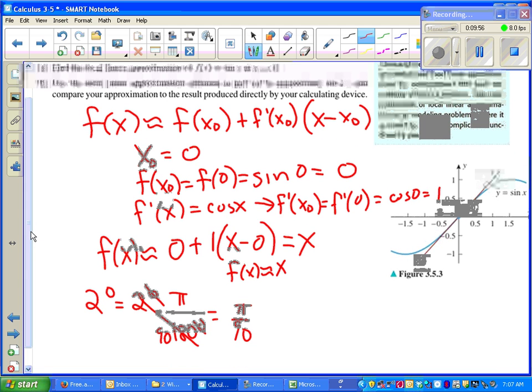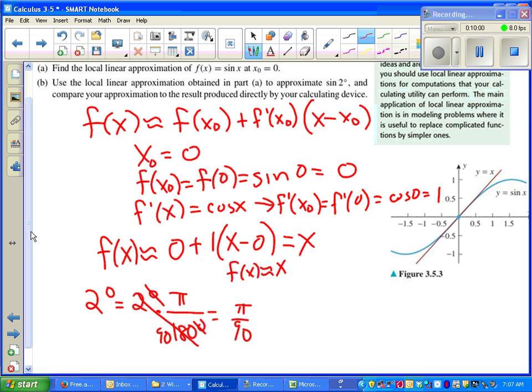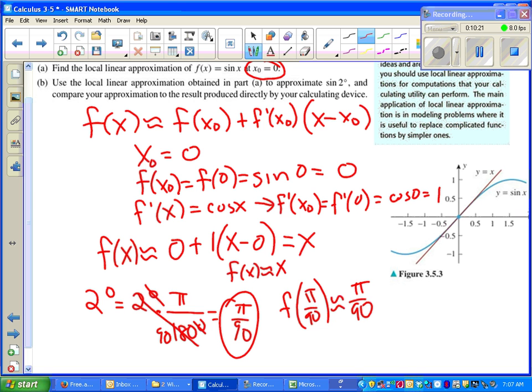Okay, so we're going to approximate sine of 2 degrees. So let's see what that looks like. Well, the approximation formula is pretty simple. If we want to approximate f of pi over 90, that would approximately be pi over 90. And by the way, we're only allowed to use numbers close to 0. Pi over 90 is close to 0. If you don't believe me, how would you like to get 3.14 out of 90 on your next test? Pretty close to 0.